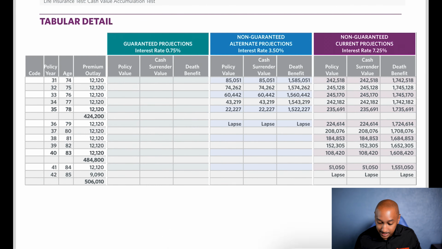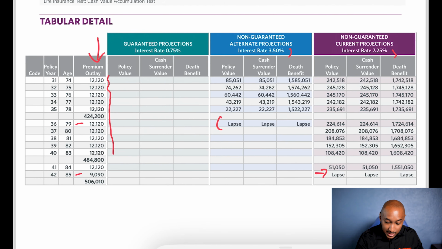Now, the thing that stands out to me is that this policy does lapse at age 79 at a 3.5% rate of return, but it also lapses at age 85, assuming a 7.25% rate of return, right? That's not good at all. Because another thing that I point out is this premium outlay shows the payment. This client is paying into this policy nonstop, and the policy still lapses.